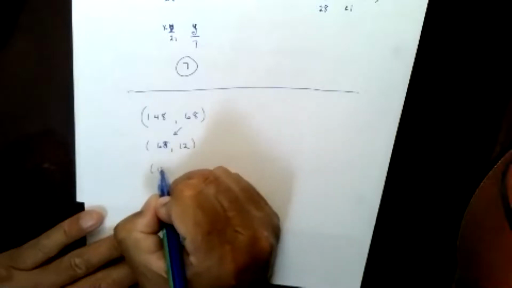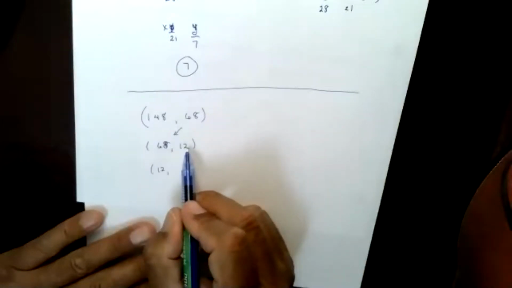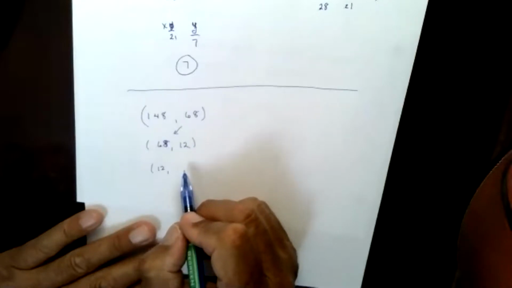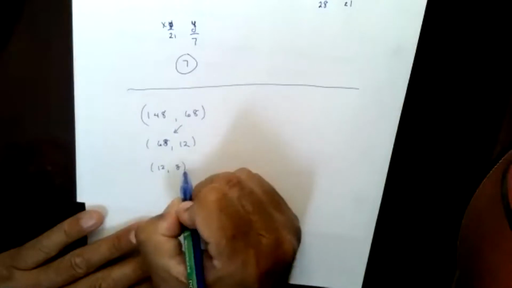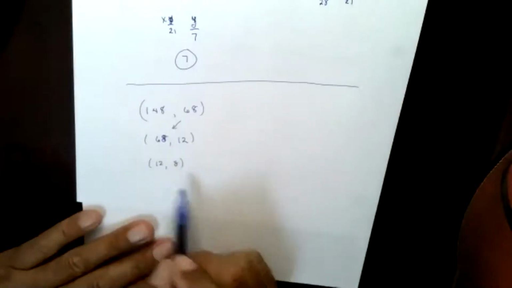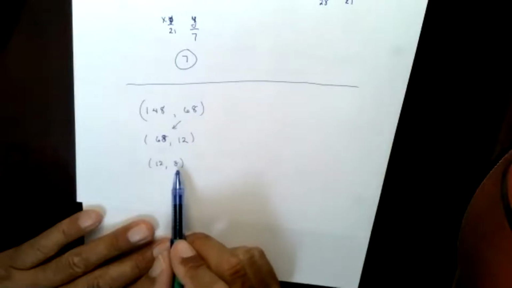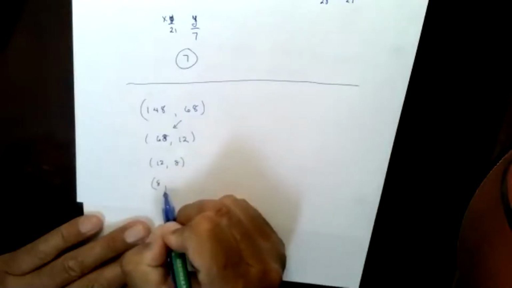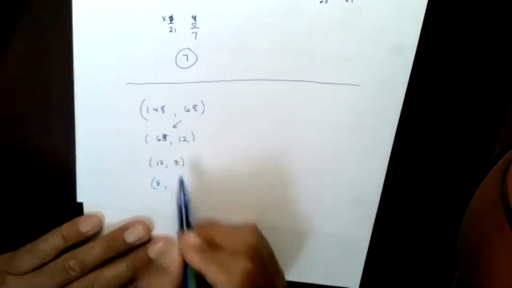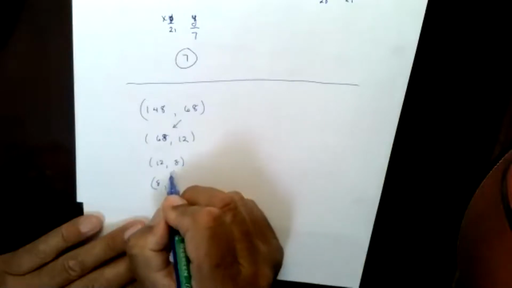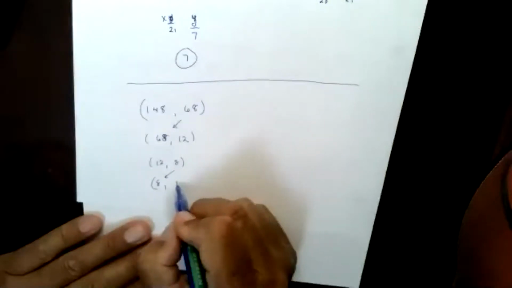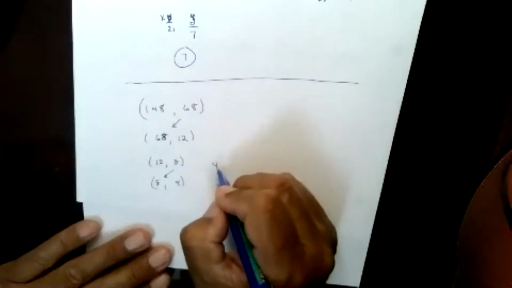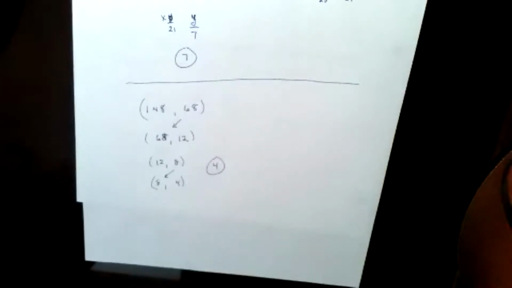Nope. So now the 12 comes over here. 68 divided by 12, what's its remainder? 8. Does 12 mod 8 equal 0? No. The 8 comes over. What's the remainder of 12 mod 8? 4. Good. Does 8 divide evenly by 4? Yes. GCD is 4.